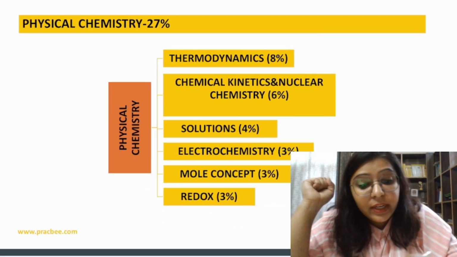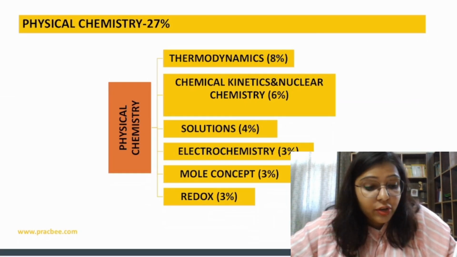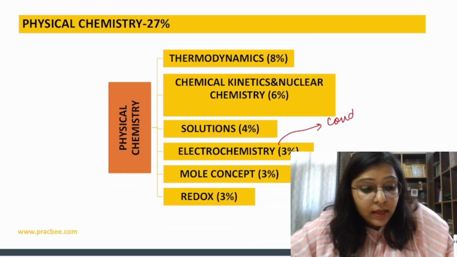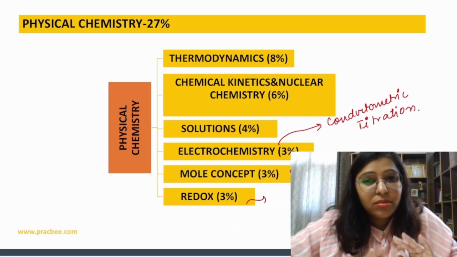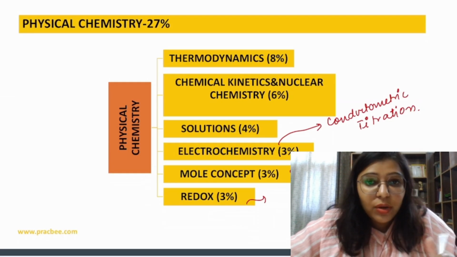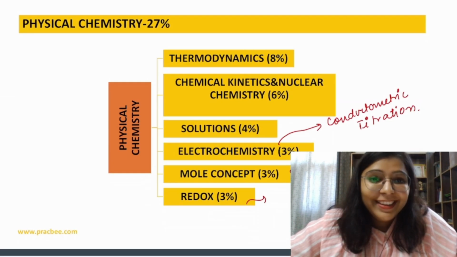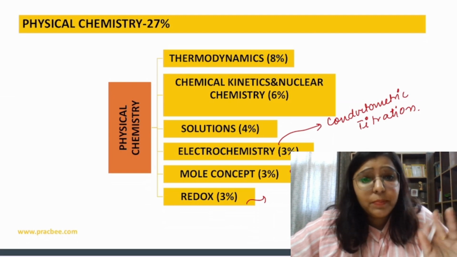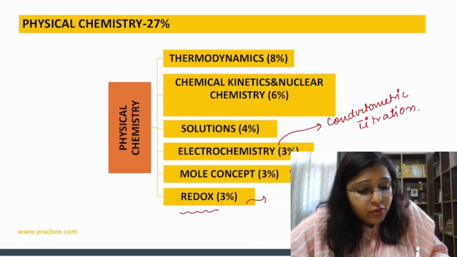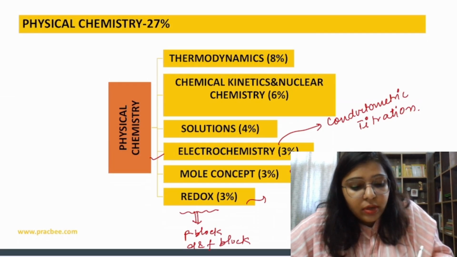And in electrochemistry, titrations like conductometric titrations are very important, so you have to focus on that part, conductometric titration. Okay, then mole concept and redox. That is the most important topic in order to get everything right. So you have to do mole concept and redox in detail, because there are so many concepts of redox which you are going to apply in P block, D and F block, and also in electrochemistry, right?